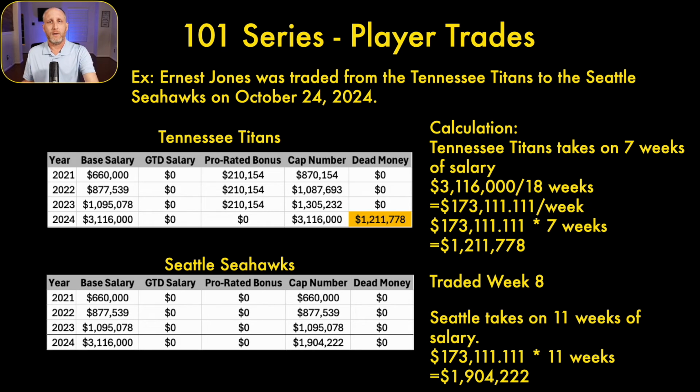Now, that leaves 11 weeks of unpaid salary. Like we said, 18 weeks in the season, Tennessee has already paid for 7 weeks. That leaves the 11 remaining weeks of salary, which will transfer to the Seattle Seahawks. Doing the same math, but times 11 weeks, we get $1,904,222. That amount is what will go on to Seattle's salary cap for Ernest Jones for the rest of the regular season. So a little bit different example there.